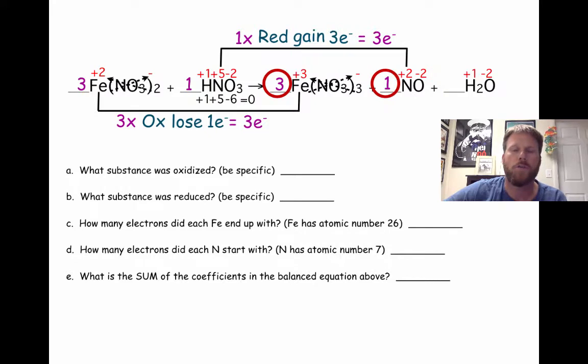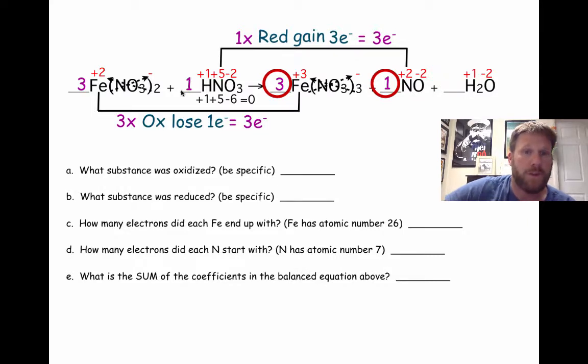The coefficients on the product side are not going to change, but the coefficients on the reactant side just might. If you look, for instance, at the irons, you have 3 irons on the reactant side and 3 irons on the product side. Those are fine. But if you look at the nitrogens, you have 6 nitrogens here in Fe(NO3)3 and then 1 more in HNO3 for a total of 7. But over here, you have 9 nitrogens in Fe(NO3)3 and then 1 more in NO, so you have 10 nitrogens on the product side. So you have to balance the nitrogens on the reactant side.